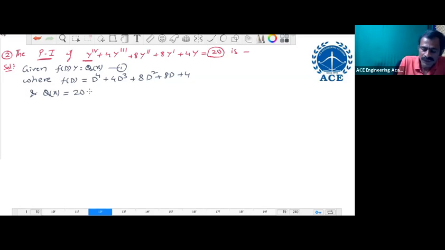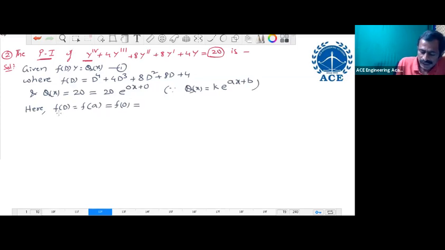Here only a constant is given, so we can express the constant in terms of exponential only: 20 into e power 0x plus 0. Since it is in the form of Q of x equal to k into e power ax plus b, if we compare the general with the particular function, a equal to 0 only. Here f of D equal to f of a equal to f of 0. In f of D, replace D with 0 only. Just 4, not equal to 0, stop.